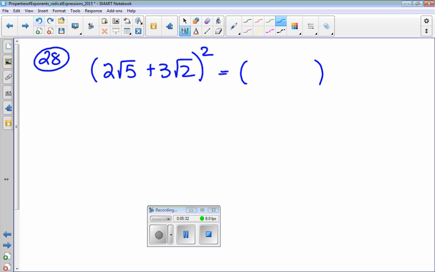Multiplied by itself. I'm going to rewrite that expression, 2 radical 5 plus 3 radical 2, times itself. I write it twice. That's where the exponent 2 comes into play. And then it should look like the problem we just did, right? So I want you to try it.